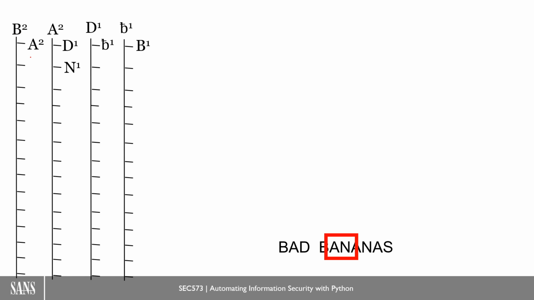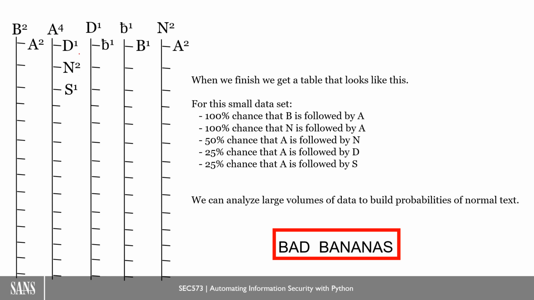And I continue to do this. So for AN, I'll have two As, followed by one N and one D. And I'll do this for the entire phrase. With this frequency table, you can see that I can come up with some statistics about what normal text looks like when I analyze the phrase bad bananas.